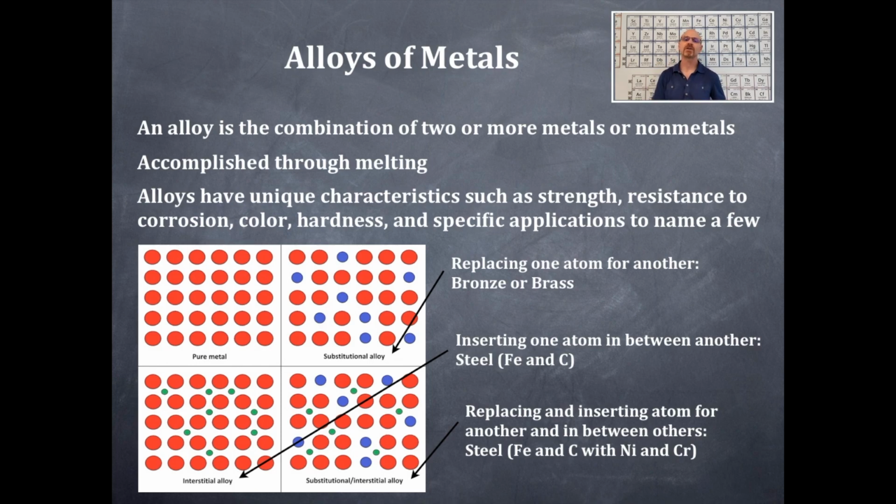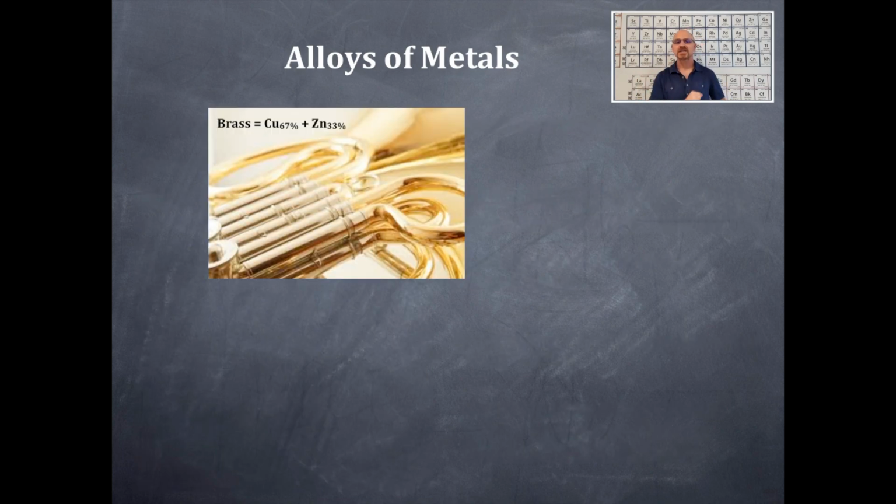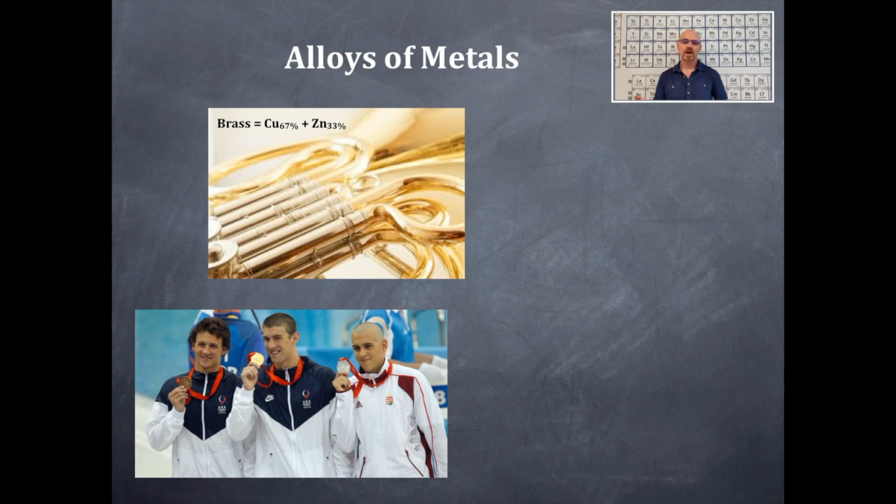All right, so here are some examples of some alloys. Brass is an example of an alloy. It's copper and zinc combined together, melted together, and that's why they call them brass instruments. Right over here we have the gold metal, we have the silver metal, and then we have the bronze metal. And the bronze metal is copper and tin. There used to be a Bronze Age, just like the Iron Age.